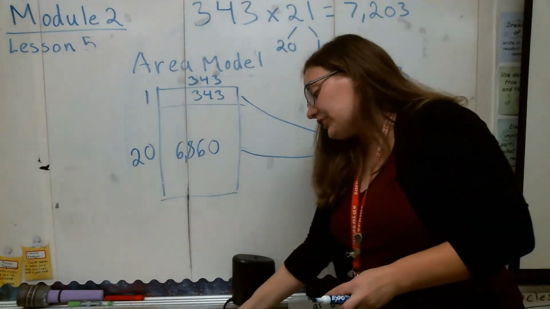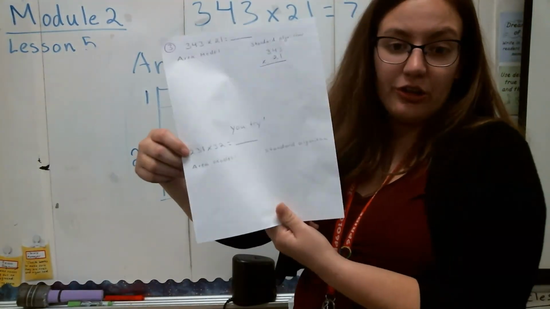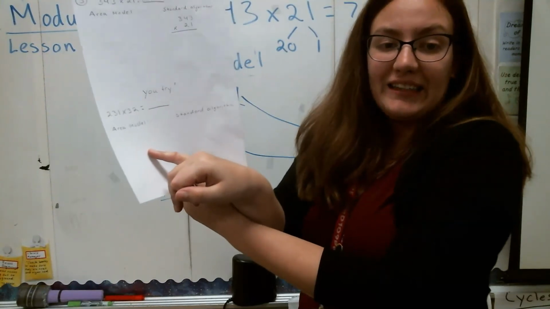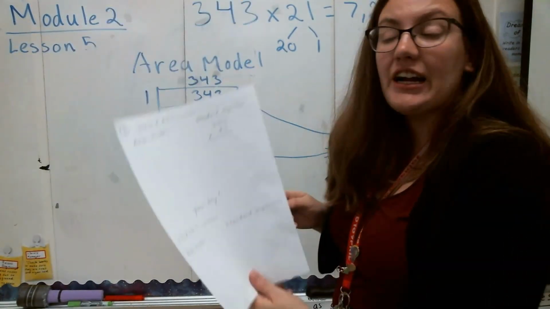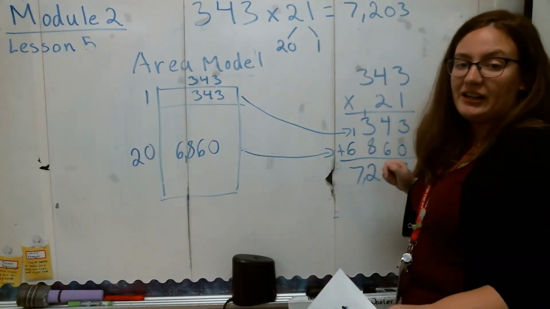So 5th grade, you are going to try this next problem on your own. You're going to do 231 times 32. I need to see your area model, and I need to see your standard algorithm from your area model pointing towards your standard algorithm partial products as well.